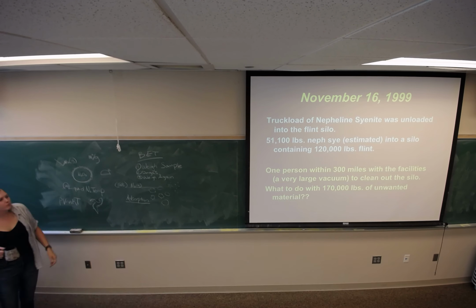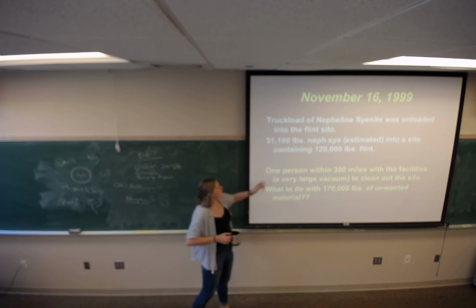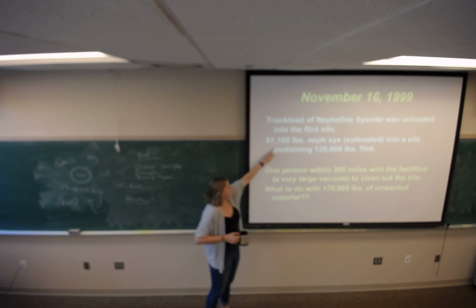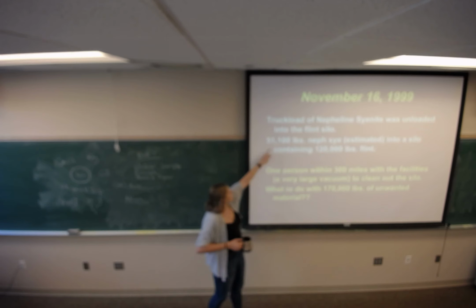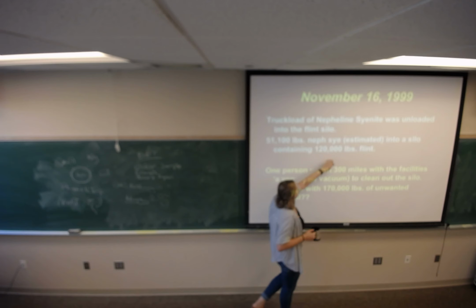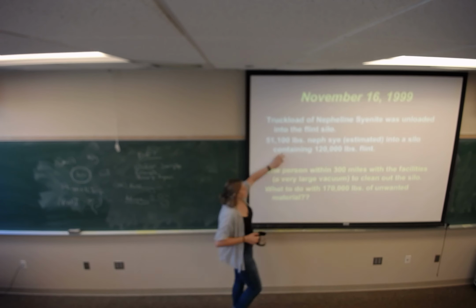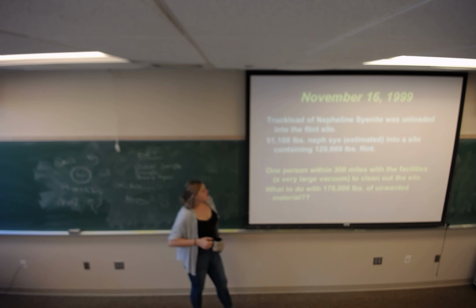When they brought in one of these rail cars of material, somebody put the wrong rail car into one of these silos, so that they dumped about 51,000 pounds of the wrong material in a silo that should have had flint in it, which, if you can imagine, is a silo that's stories high. That's a huge mess up on somebody's part.